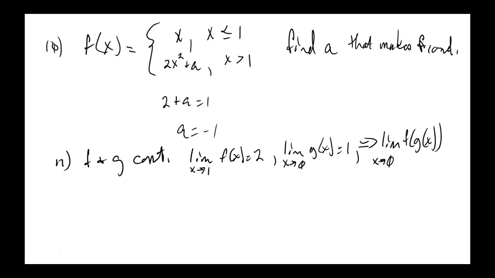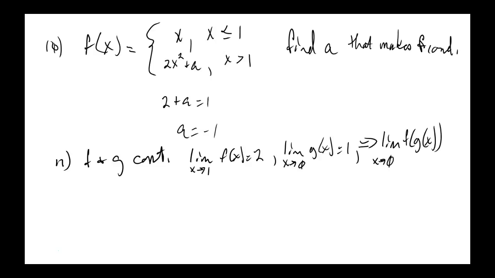So the next one says if f and g are continuous functions, and the limit of f of x as x approaches 1 is 2, and the limit as x approaches 0 of g of x is 1, find the limit of f of g of x as x approaches 0.